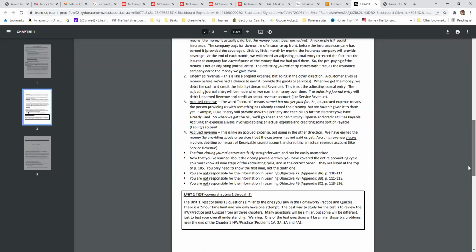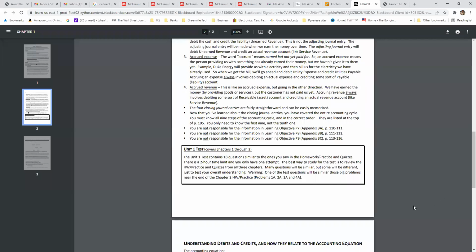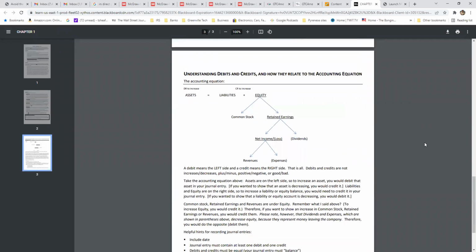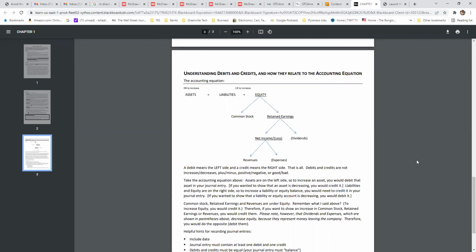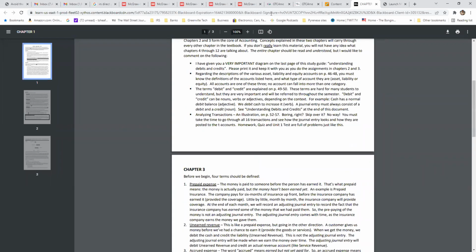Let's see. I want to point something out here. If we look at the bottom of page 2, it says Unit 1 test contains 18 questions similar to the ones you saw in the homework, the practice, and the quizzes. Have a paper and pencil out, because I'm going to give you some places to go that you can refer to prepare for some of the questions you're going to see on the test. And then finally, this is really a good diagram that's showing you how all of the different information flows. If you look at this and go upwards, it'll give you a good idea of how the information flows on the different financial statements. Okay. So let me get rid of this.